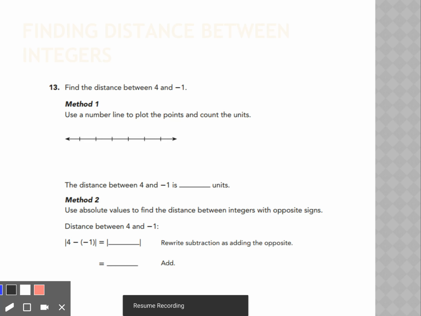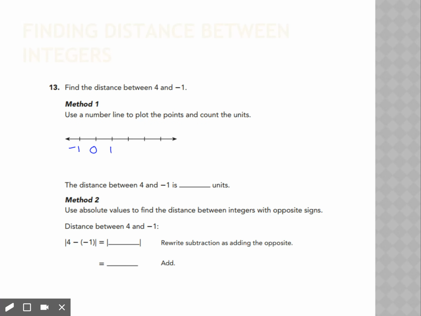So let's practice using both methods. We have find the distance between 4 and negative 1. So I'm just going to use this number line they gave me and make sure it has both points on it. So negative 1 is the smallest value, 0, 1, 2, 3, and 4. So again, I'm just counting the spaces in between here. 1, 2, 3, 4, 5. So the distance between 4 and negative 1 is 5 units.